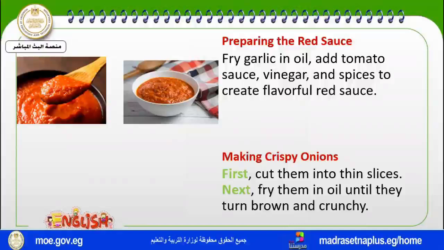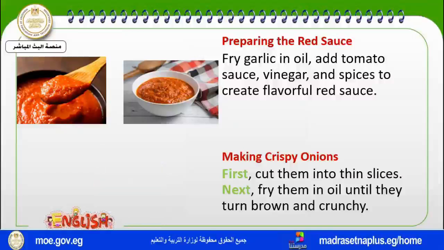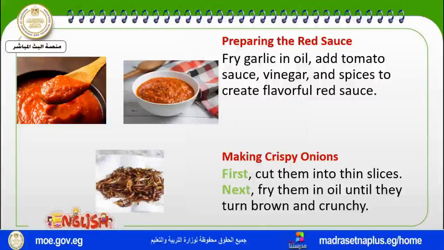While these sauces are being boiled on the oven, we can start preparing the crispy onions. First, we cut the onions into slices. After we cut them into slices, we put oil on the oven and then add the onion slices and let it fry until it becomes brown and crunchy like that.